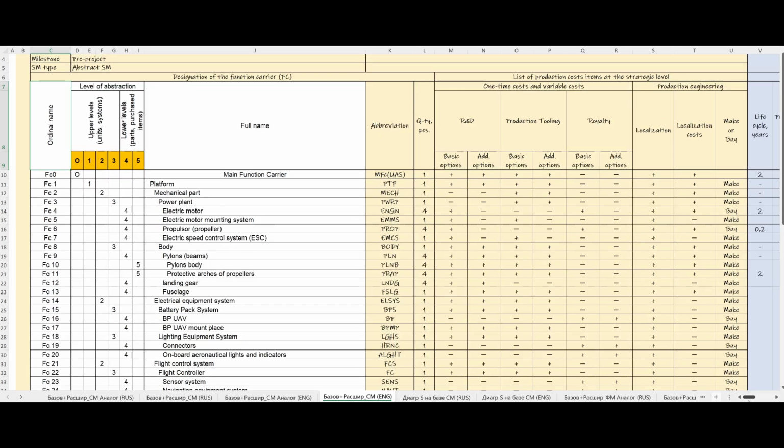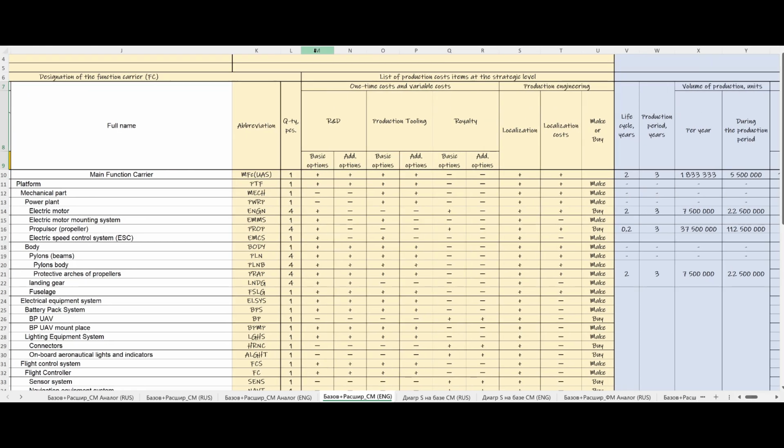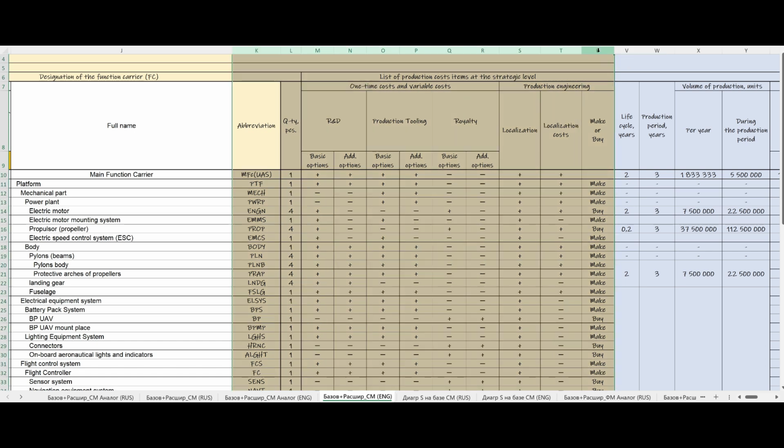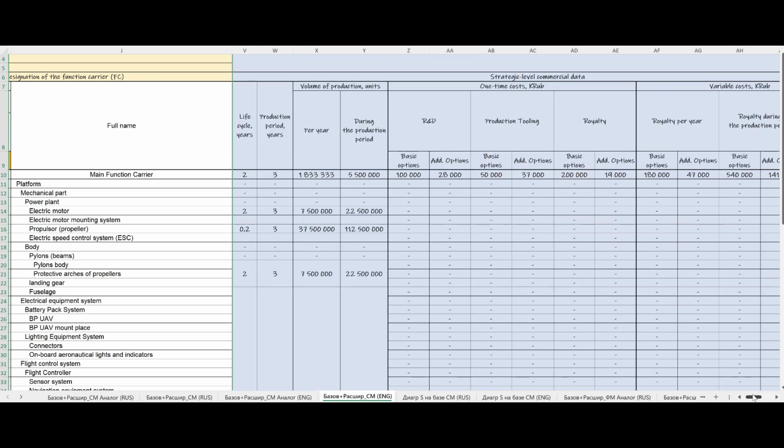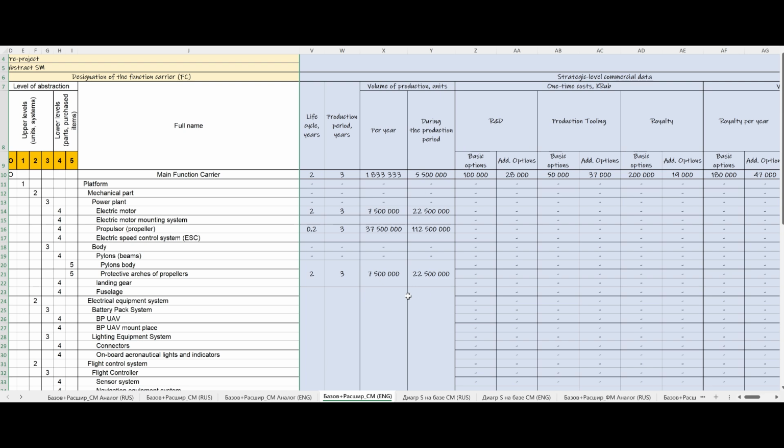R&D and the tooling costs for the pre-project stage can hardly be estimated for individual components. Therefore, they are shown in one digit. However, after moving to the subsequent milestones and receiving a commercial proposal, this section of the extended structural model will be clarified and become more detailed.